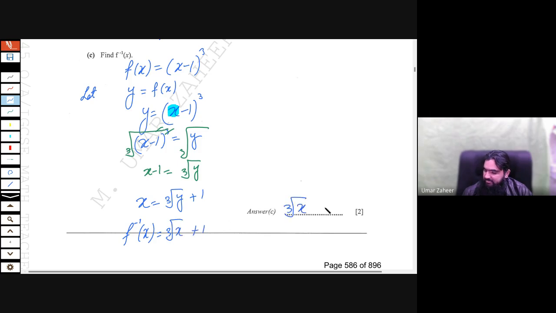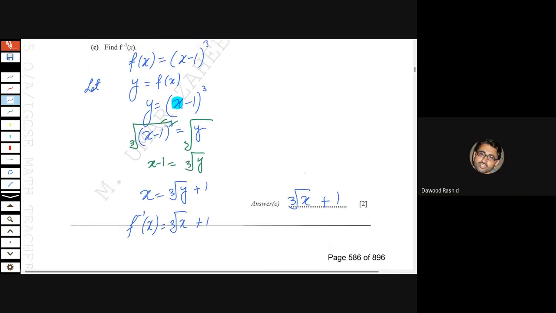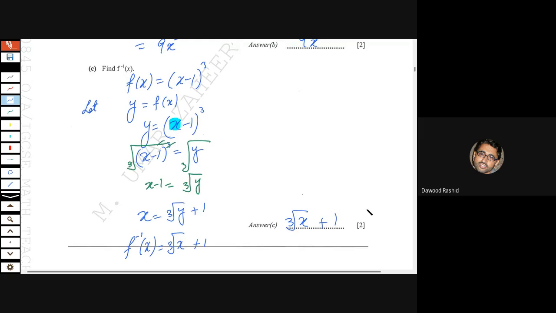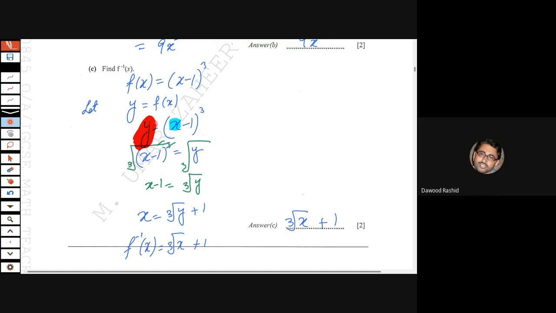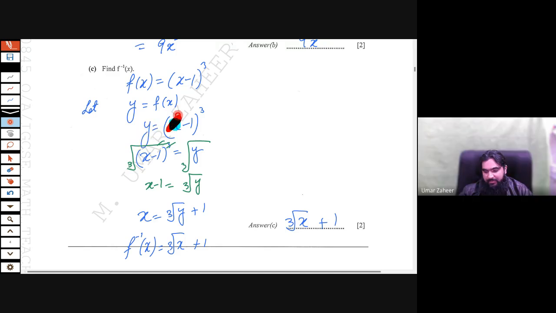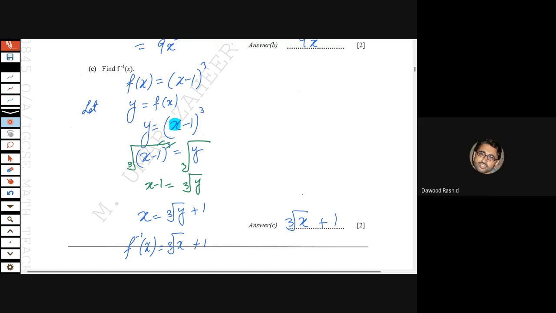Is it clear, everyone? Won't we make y the subject? We have to make x the subject when we substitute, y is already the subject. We are taking the inverse, so we will make the variable the subject.